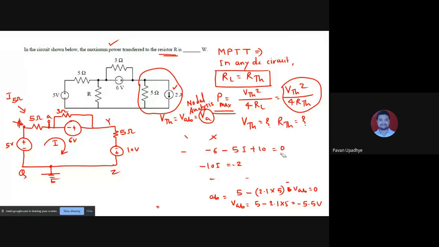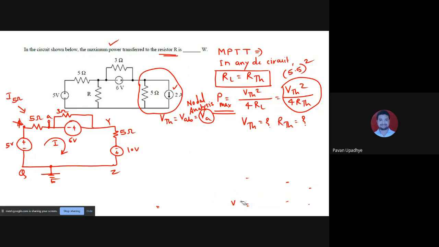Unless RTH is found out, we cannot use the formula VTH square by 4 RL. Okay, so VTH is found out to be 5.5. So after all, we will be squaring 5.5. Okay, and before doing that, we need to find out the value of RTH firstly. We can say this is minus 5.5.